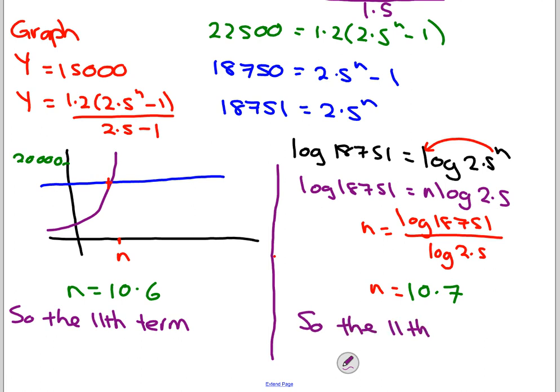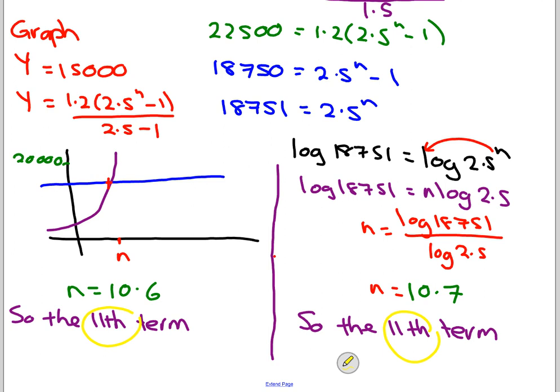So the final answer would be the same regardless. Wait, why is it 11? They want to know what's going to be the first term in this sequence where it first exceeds 1500. And n has to be a whole number, because you can't have a 10.6 term, you can't have a 10.7 term. So the 10th term will be below, because it's increasing. So it will have to be the 11th term.